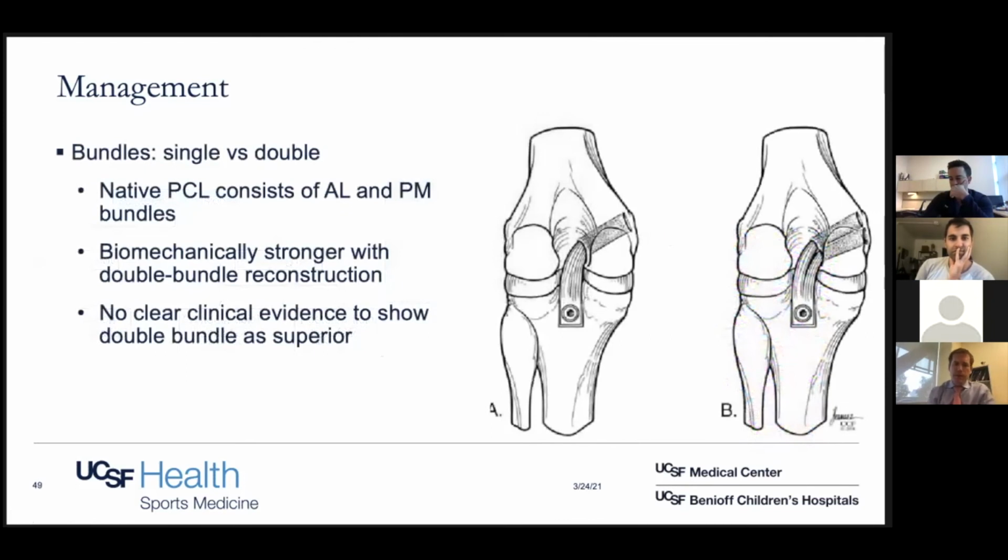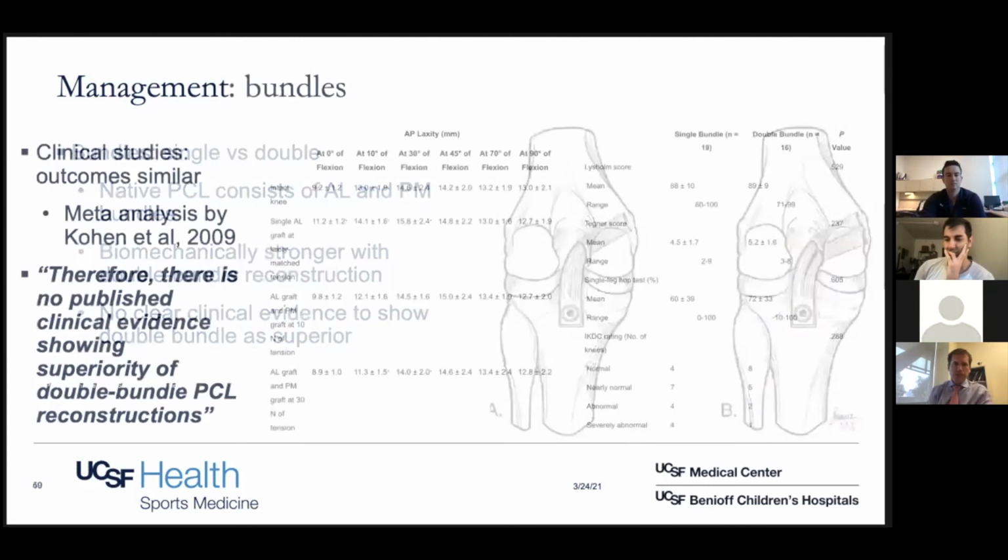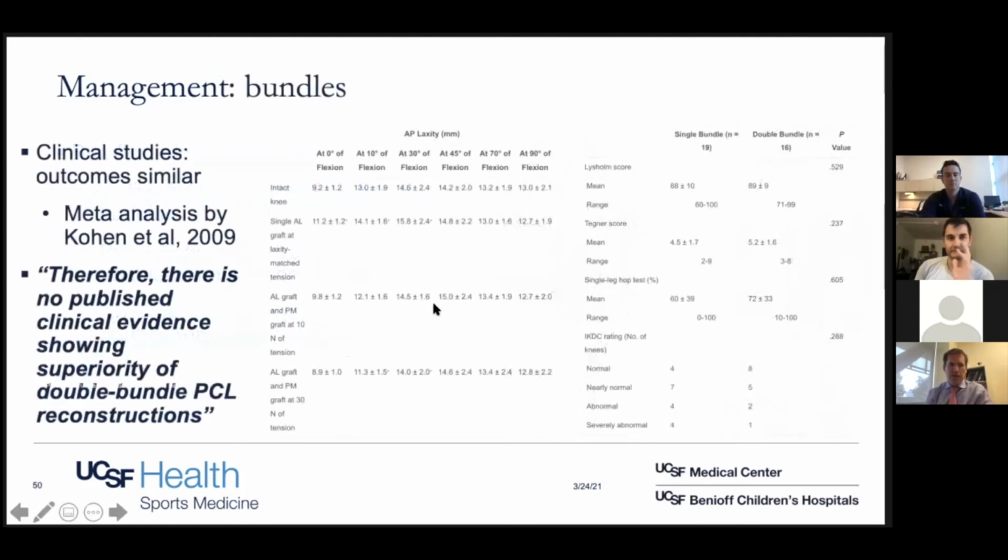And then, the PCL, I think there's probably more to the double bundle thought with that than the ACL, just because of how big the ligament is. And we're only recreating a small part of it. So the biomechanics, no question, the reconstruction is stronger with the double bundle, but there's no clear clinical evidence to show it as superior. This is just a meta-analysis, and no clinical evidence showing superiority of it if you look at laxity and Lysholm scores, et cetera.